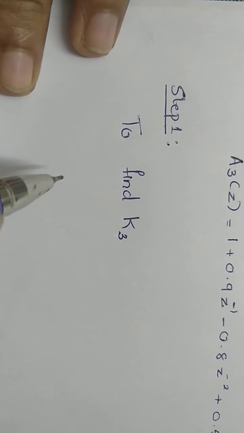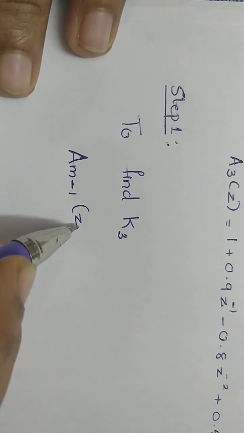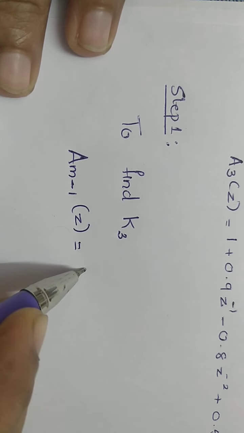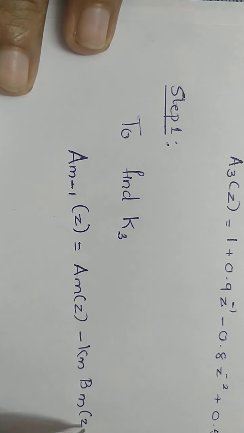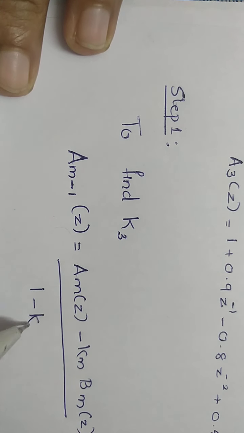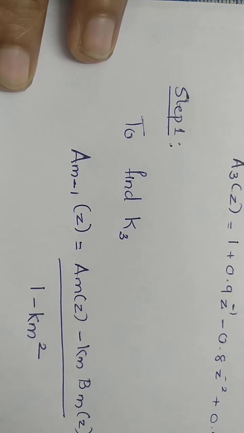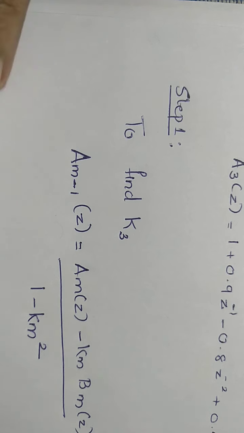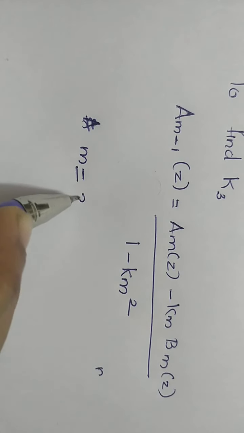So for K3, I will write the general equation one more time. We know that Am minus 1 of z is equal to Am of z minus Km Bm of z by 1 minus Km square. This is the general equation for finding out Am minus 1 of z. So what is the value of m? It is a third order system, so the value of m is 3.